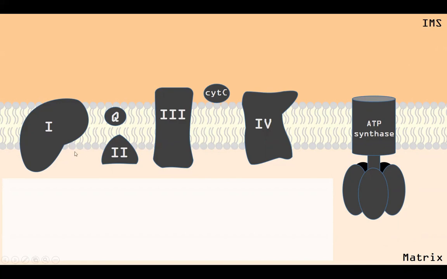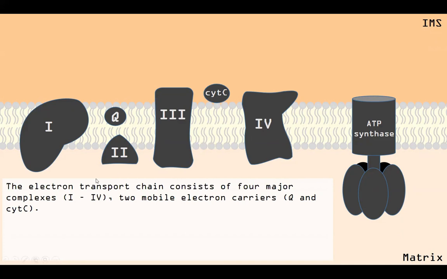You can see that we have some stuff going on here, and it might look really complex, but we're going to address them one by one. The electron transport chain consists of 4 major complexes, numbered 1, 2, 3, and 4, and 2 mobile electron carriers.